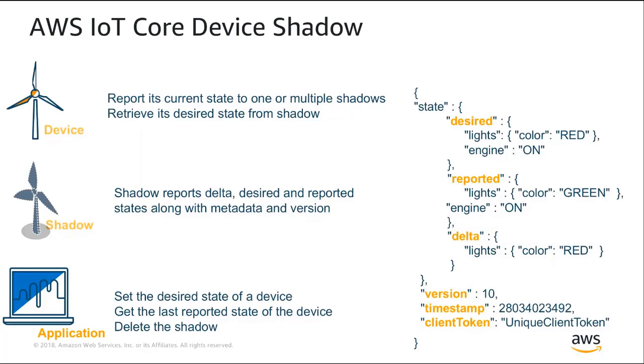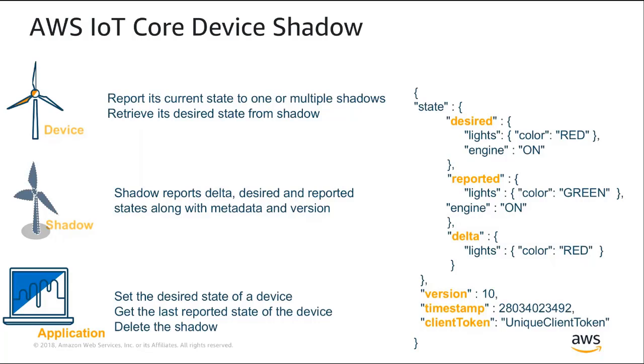The shadow format uses JSON. So if you look at the right of our screen, we have all of those individual states, desired, reported, and delta, all represented as JSON. Our devices will update the reported state. The shadow will be updated via the desired states. And then whatever is the difference between the two is automatically added to the delta.